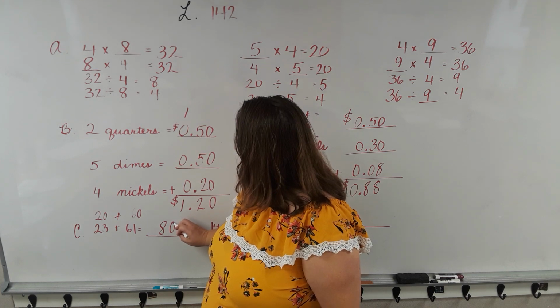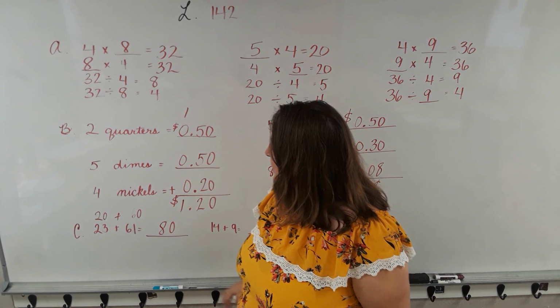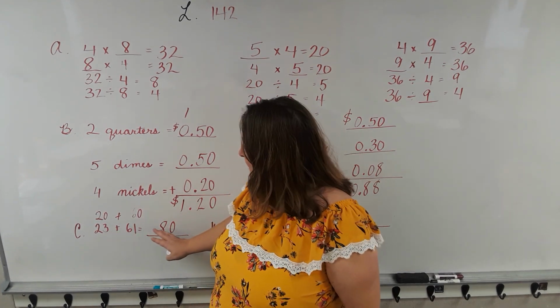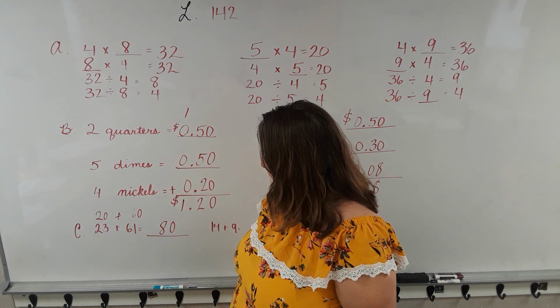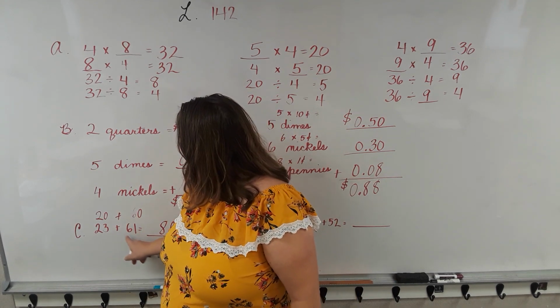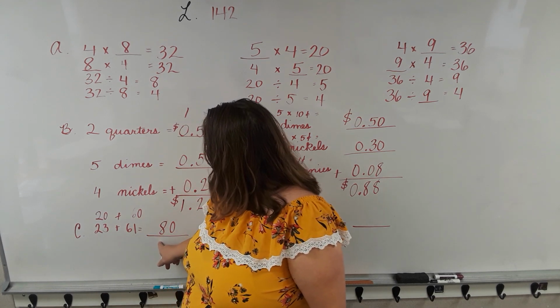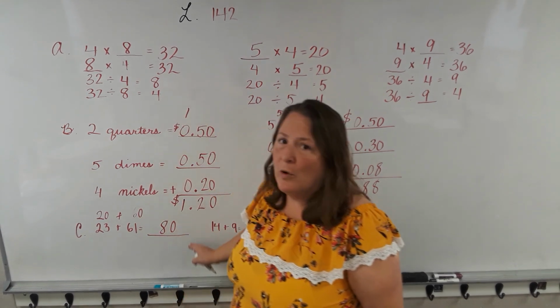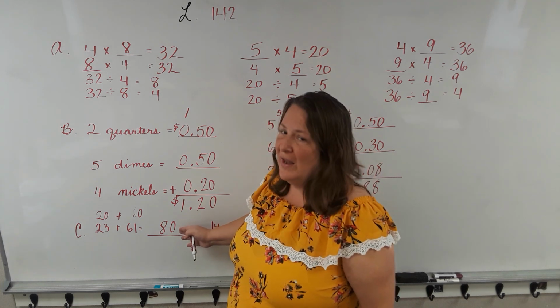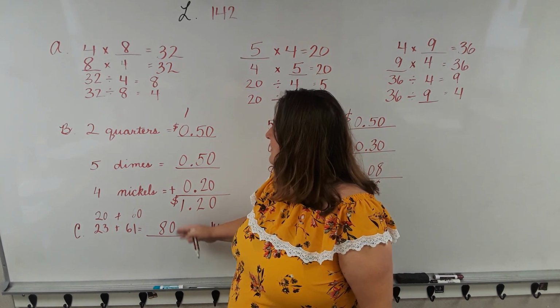That is an estimate. That is not the exact answer. The exact answer would be 3 plus 1 equals 4, and 2 plus 6 equals 8. So it would be 84. 84 is close to 80. 80 is close to 84. It is a good estimate.